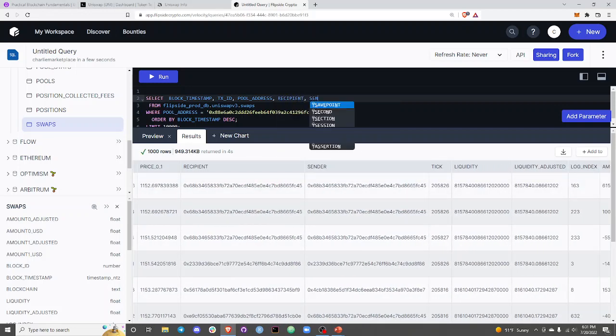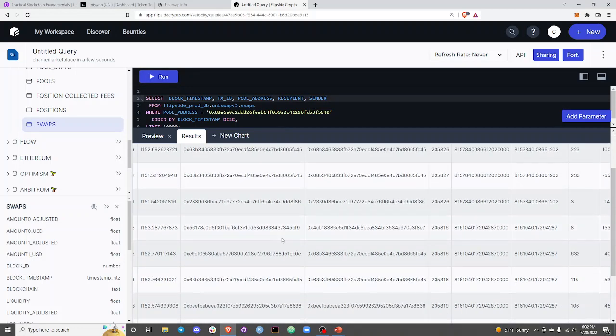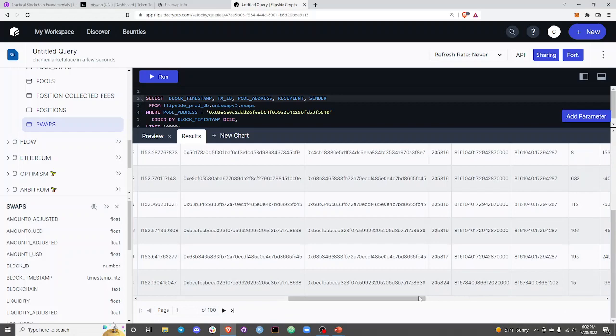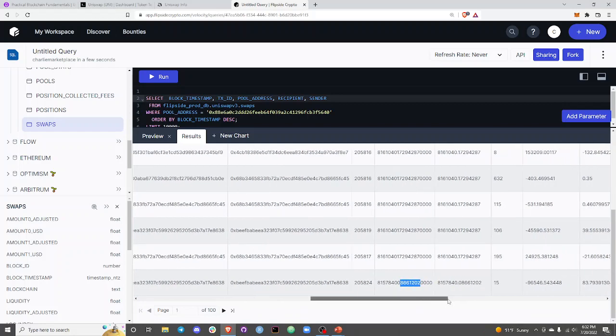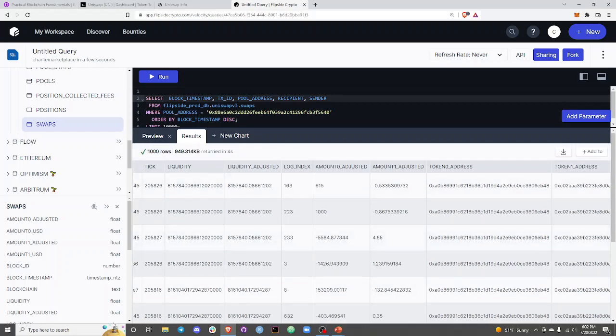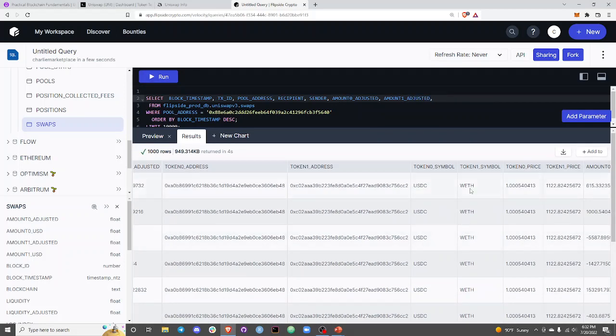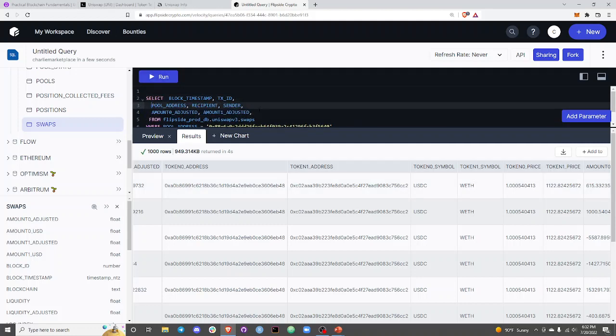I'm not sure what recipient sender are, and these two are the same, so that's a little funny, I would say. Not sure what to do about that one. So let's just keep going for now. We want amount 0 adjusted, amount 1 adjusted, and then I don't really need the contract addresses. I'll just use the symbols for now. So let's just put some breaks in here.